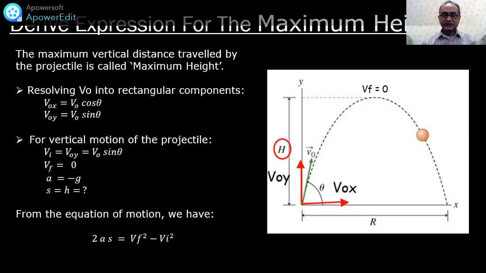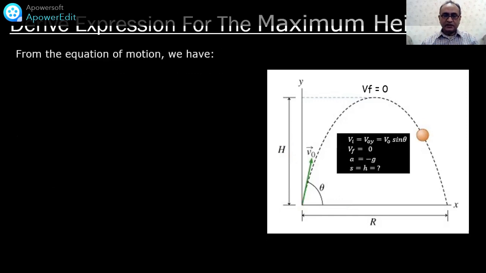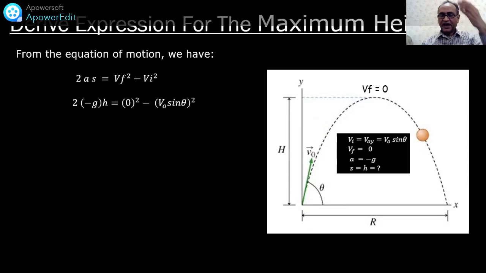Okay, let's see the second and the last slide. From the equation of motion, considering this equation, the data is on the right side. So what will we do? We will substitute the values. The value of a is minus g. The value of s is h, where h means the vertical height. The final velocity is 0. The initial velocity is V naught sine theta.